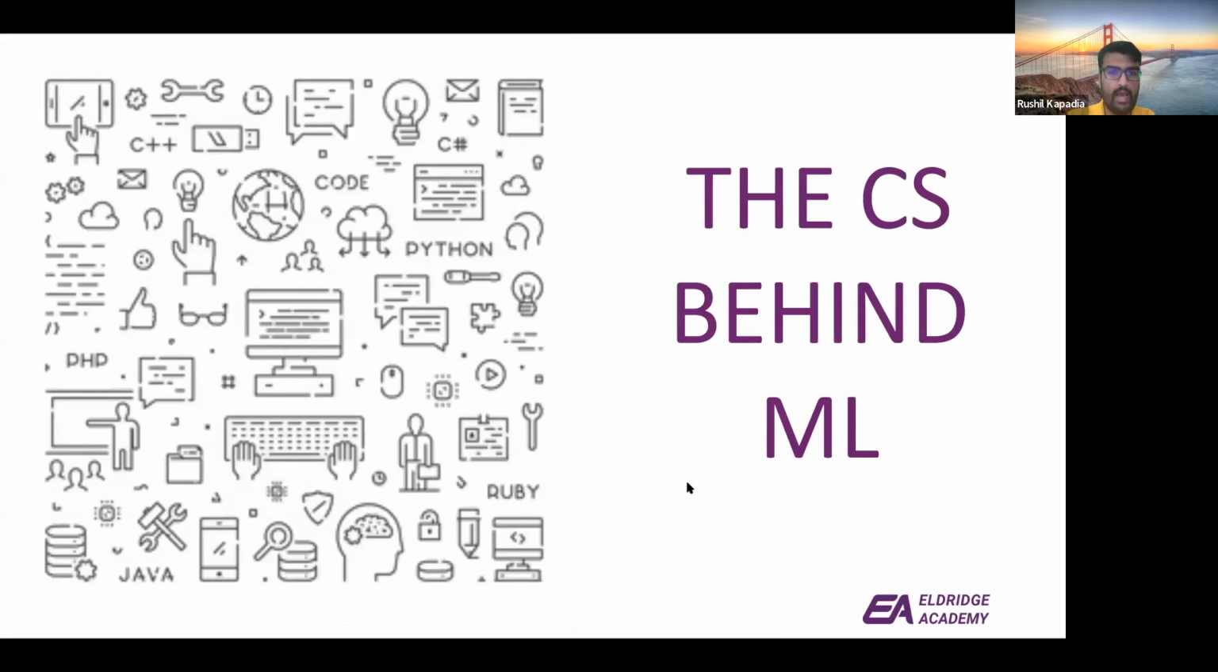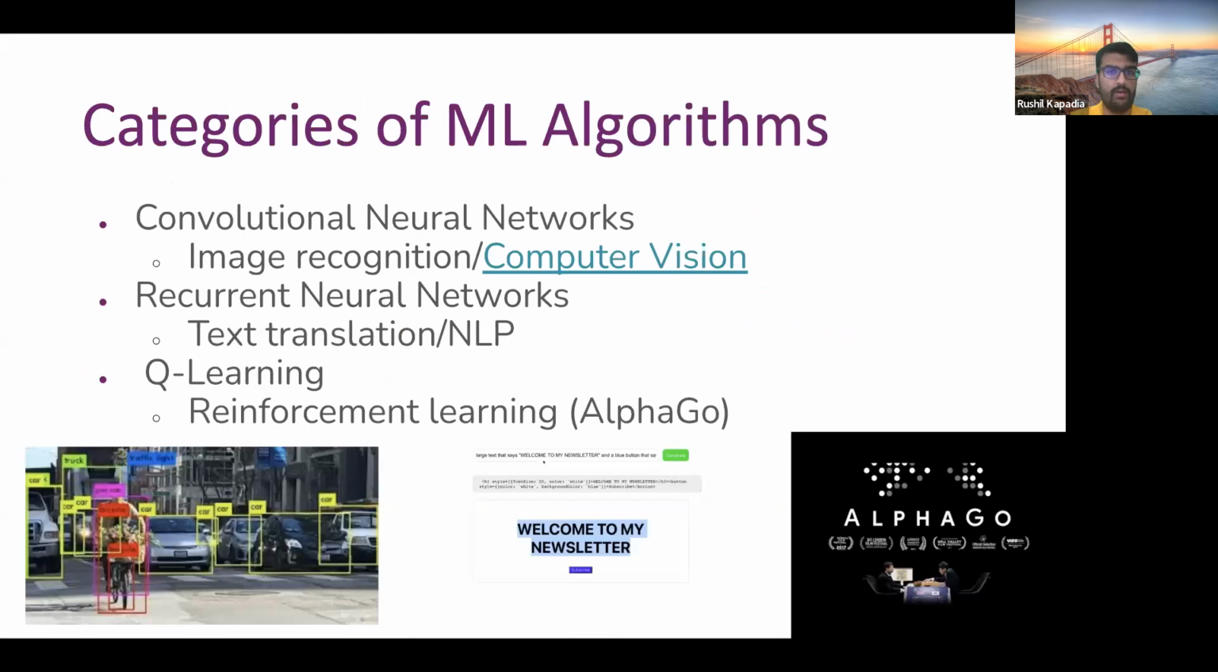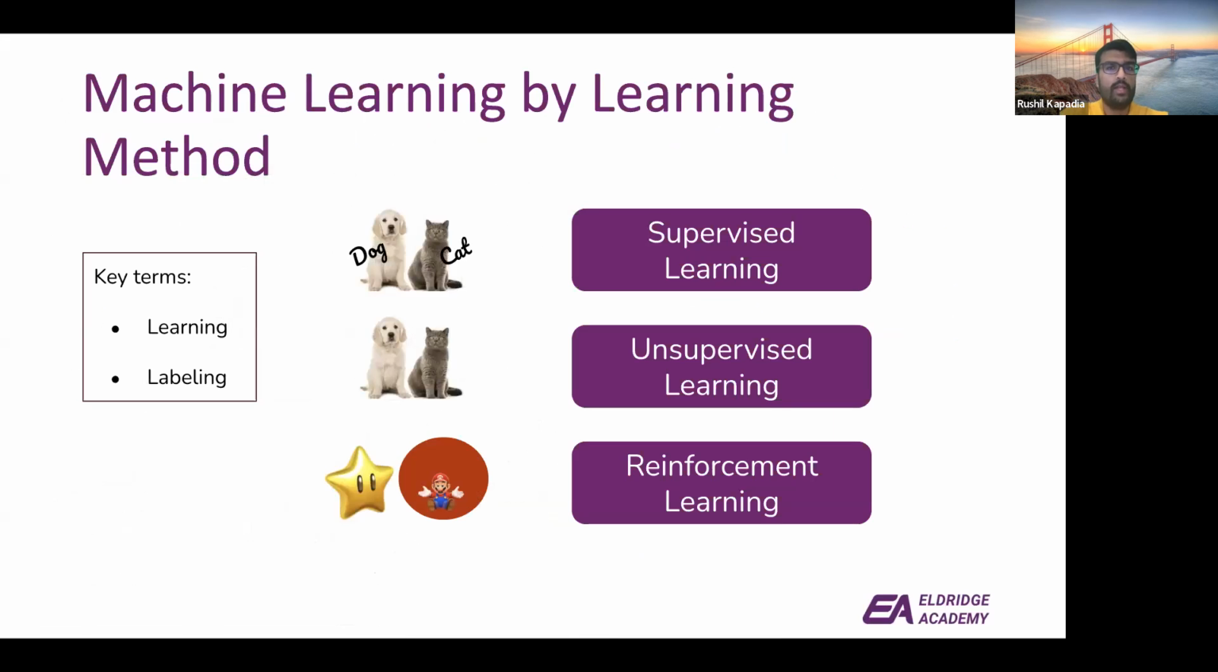So yeah, that was the CSP. So we're going to talk a little bit about the CS behind ML now that we've covered a lot of the math behind ML. So let's start with a few key terms. So there's learning and there's labeling. So learning is basically what we've talked about so far. When you're given some input, you want to learn something about it. You want to find some interesting patterns, something about the data that helps you make predictions about the data.